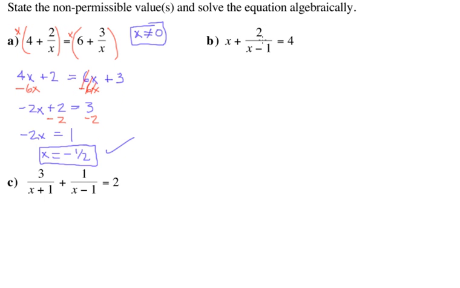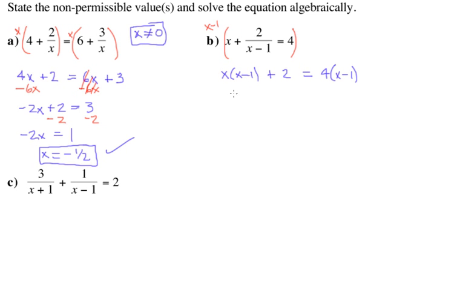In B, our lowest common denominator is x minus 1, so we multiply the entire thing by x minus 1, left and right sides. So we get this x times x minus 1 plus, here we get 2 times x minus 1 over x minus 1. The x minus 1's cancel, and so all that's left is a 2. And on the right side, we get 4 times x minus 1.